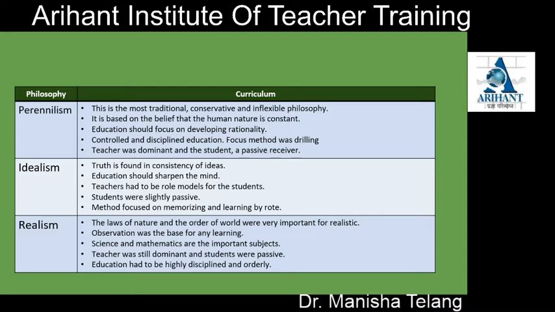Realism. The laws of nature and the order of the world were very important for realists. Observation was the base for any learning. Factual information was of relevance, and science and mathematics were the important subjects. The teacher was still dominant and students were passive. The education had to be disciplined and orderly.